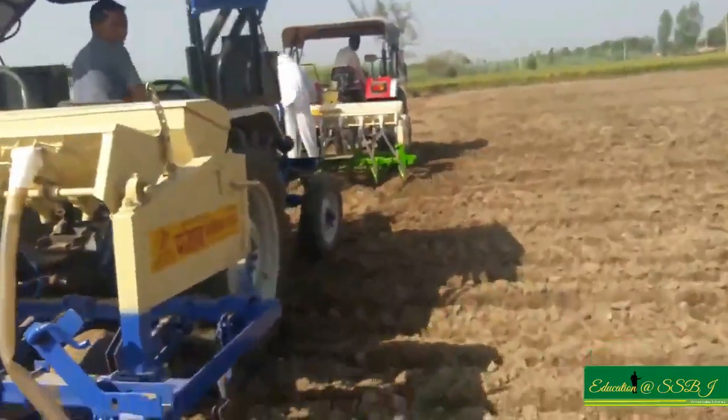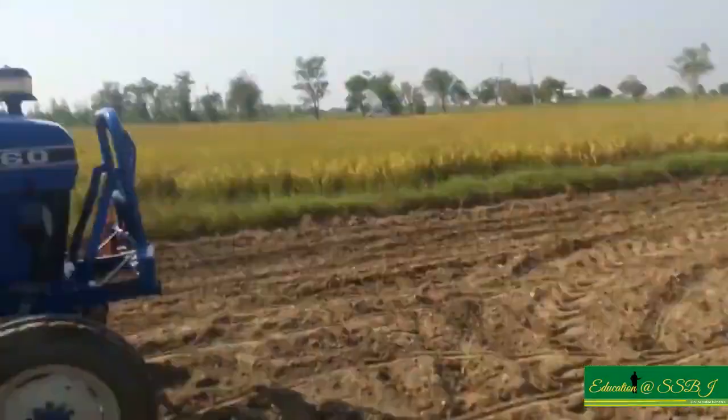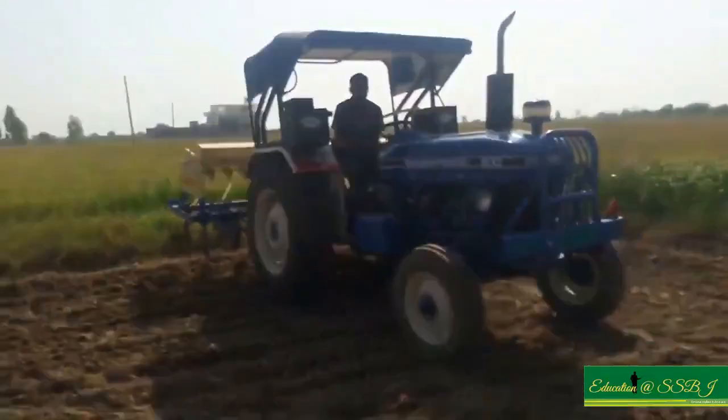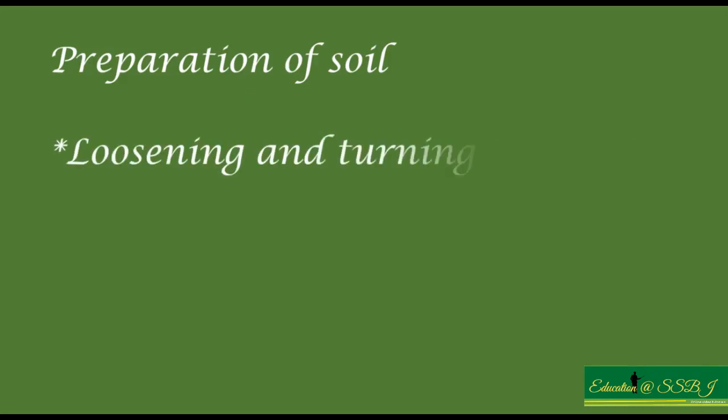Well, this is all about the second stage of crop production. Now let us summarize what we have learnt so far. Preparation of soil. And what does it involve? It involves loosening and turning of soil.